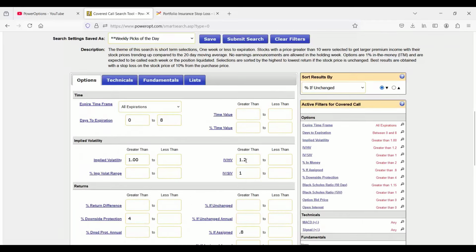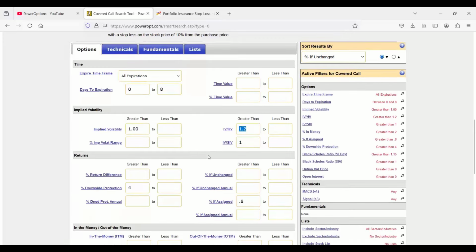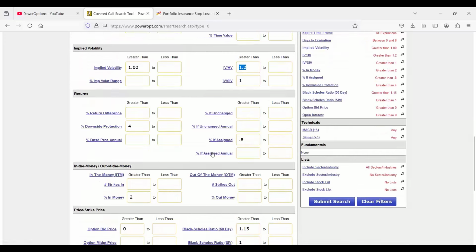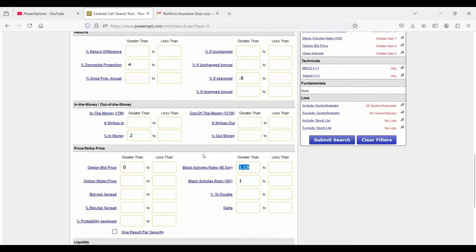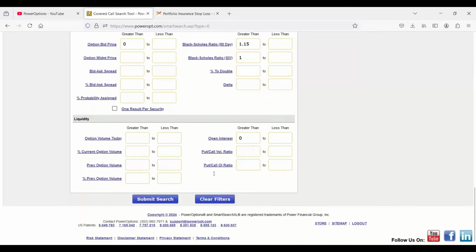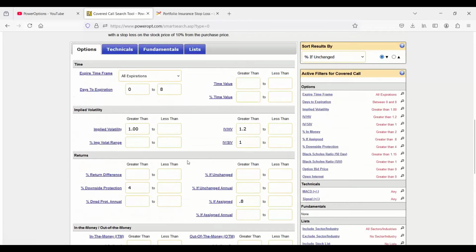Now, I've got to put in a few more criteria real quick. What did we do? We look for weekly options with a higher than average implied volatility. We saw on the market statistics page that the average implied volatility is 0.9, so we bumped that up 10% higher as a minimum. We're looking for things that are overvalued based on IV over HV, IV over SIV. Percent if assigned minimum of at least 0.8%, downside protection at least 4%. The implied volatilities we're looking for, that should not be an issue. Also looking for overvalued options using the Black-Scholes ratio as well, and the Black-Scholes ratio SIV. Minimum option bid, minimum open interest. I can put 10 or 15 in there, whatever your preference is. We're just starting off with 0.